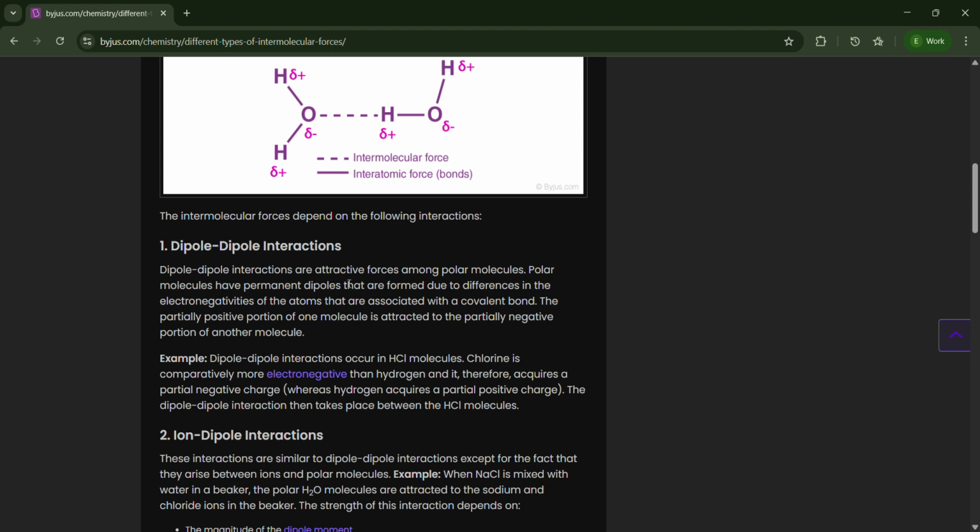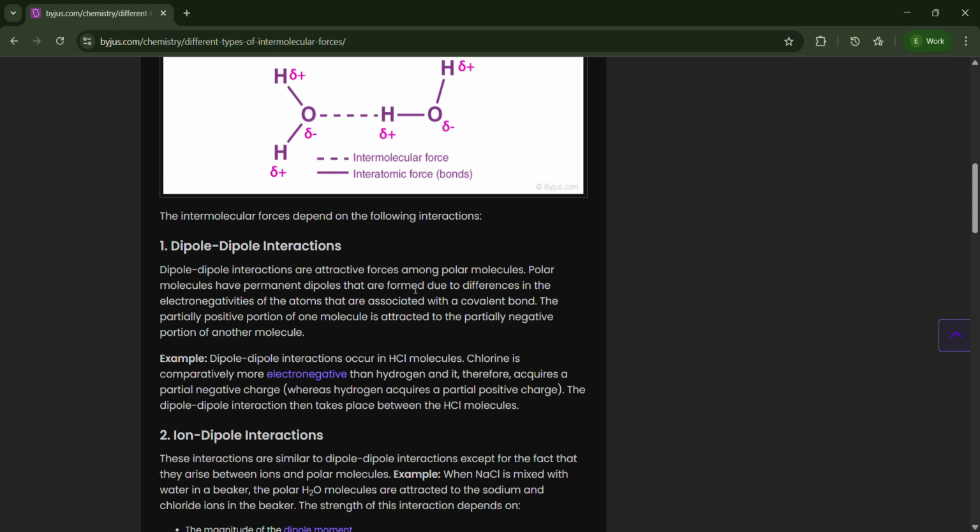Dipole-dipole interactions are attractive forces among polar molecules. Polar molecules have permanent dipoles that are formed due to differences in the electronegativities of the atoms associated with a covalent bond. The partially positive portion of one molecule is attracted to the partially negative portion of another molecule. For example, dipole-dipole interaction occurs in HCl molecules.